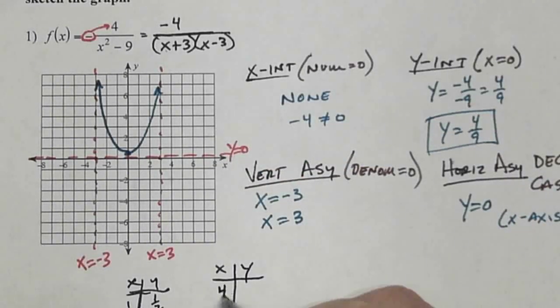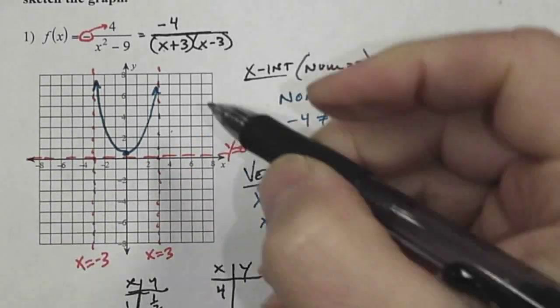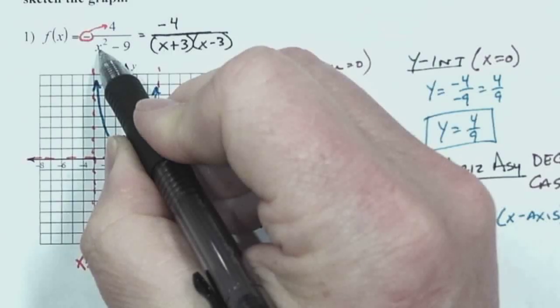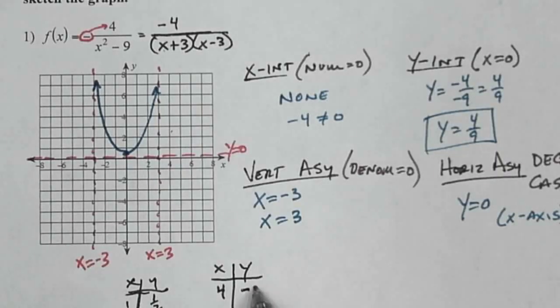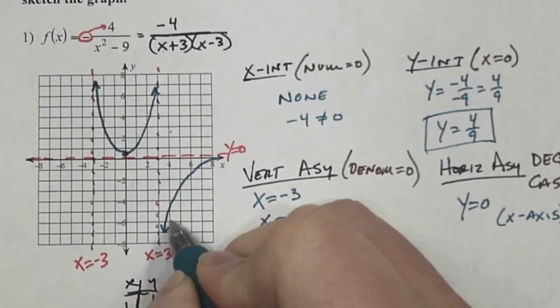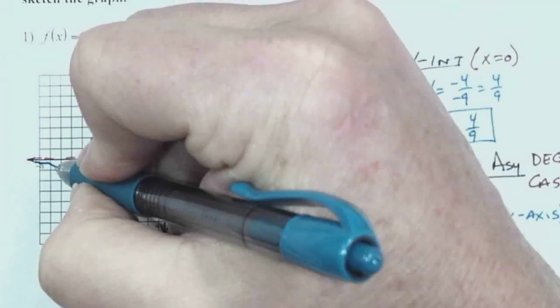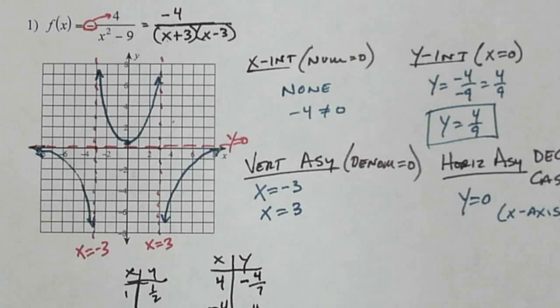So 4 would be a great point, and negative 4. I'm going to plug that in here. 4 squared is 16, minus 9 is 7. I get negative 4 over 7. I get the exact same if I do this one, which means I'm below the graph. So I hug this one and that one, and it should look just similar to that. Doesn't have to be exact, you want the general idea. That's enough.